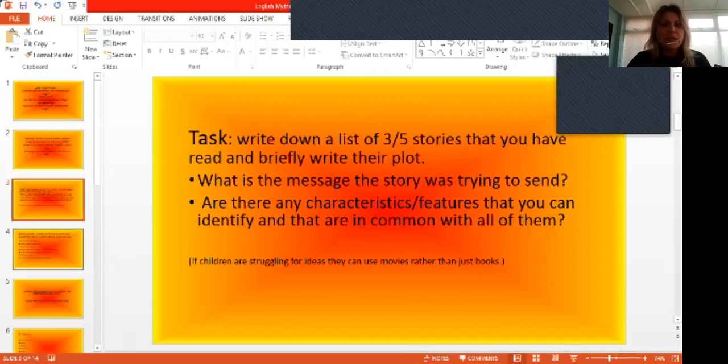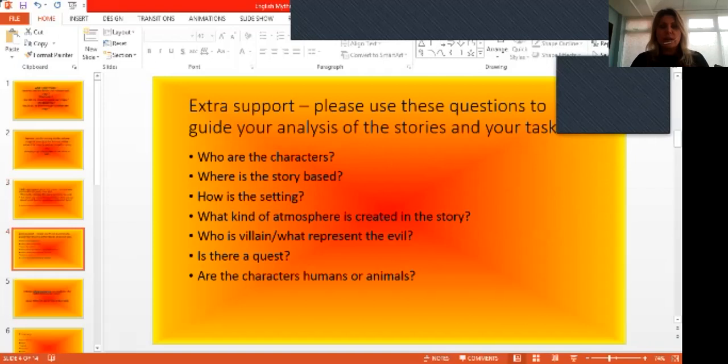Now if you are struggling to identify the features, you can use these questions here. So who are the characters? Where is the story based? Do they have that in common, for example? How is the setting and the atmosphere that is created in a story? Is there a villain? What is the thing that is representing the evil? Is it somebody? Is it just an entity? Do we have a quest there? Or the characters, are they, for example, humans or animals?